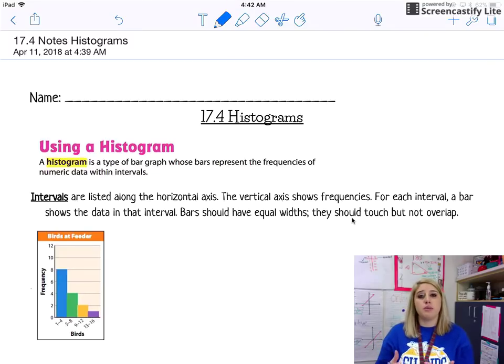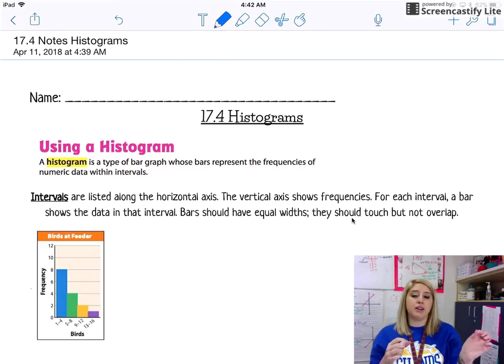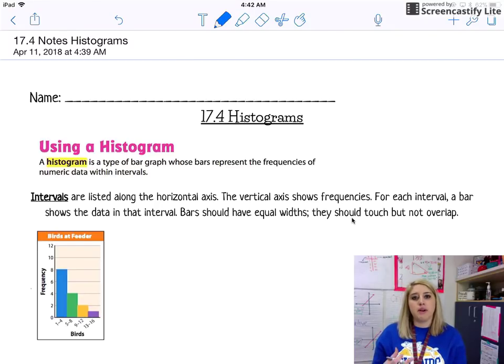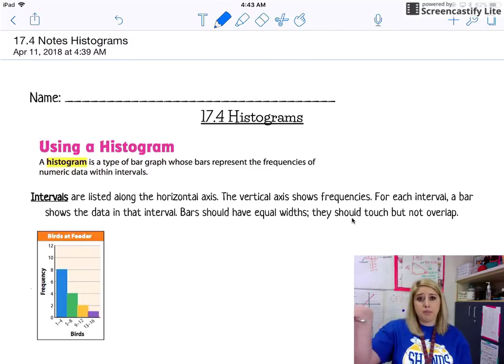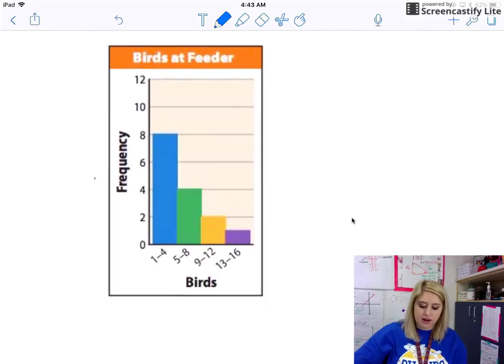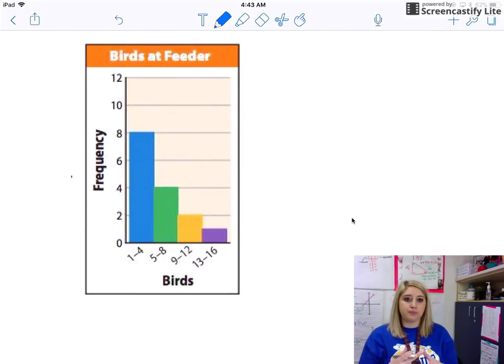So a histogram is kind of like a bar graph, but it represents the number of frequencies and it has numerical intervals. Whereas bar graphs, what you're used to and what you've seen, have categorical. We'll talk more about that tomorrow. But let's talk about intervals today. So intervals are always along the horizontal axis, that bottom axis, and the vertical axis shows how many times something happens. So for example, if you look at this graph here, it said birds at the feeder.